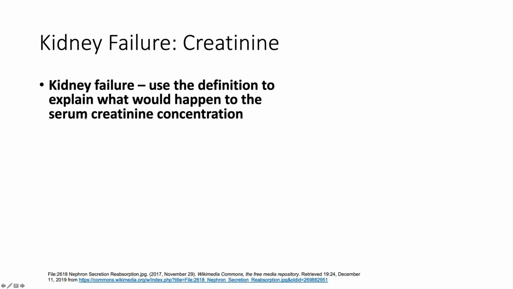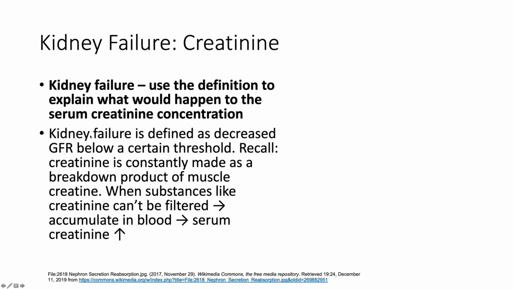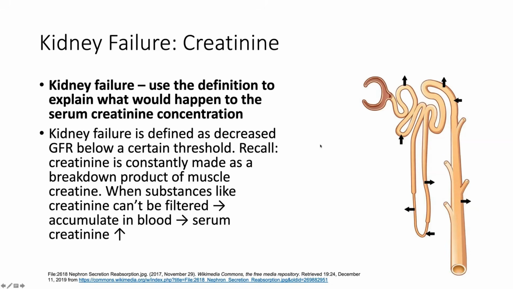But it's amazing, because it says serum creatinine concentration, but it's really easy to jump to a conclusion and think it's talking about urine. But you're right. Kidney failure is defined as a decreased GFR below a certain threshold. Creatinine is constantly made as a breakdown product of muscle creatine, the high energy phosphate carrier for muscle. So when substances like creatinine can't be filtered, they accumulate in the blood, which means the serum concentration is going to increase.